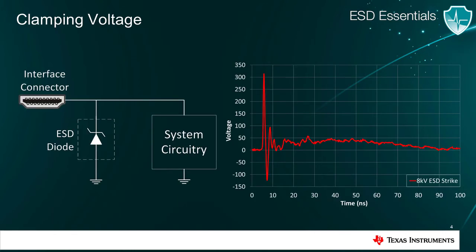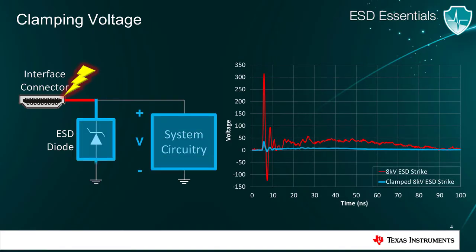Here is a plot in the time domain that shows an 8 kV IEC strike that is discharged into a system. This red waveform is what the system would be exposed to if there were no ESD diode present. However, once this strike enters the system, the ESD diode will immediately break down and provide a low impedance path to steer the majority of the ESD current to ground. However, since there is some resistance in the diode, there will be a clamping voltage, which will be what the protected circuitry will be exposed to. This blue waveform shows the resulting clamped waveform.